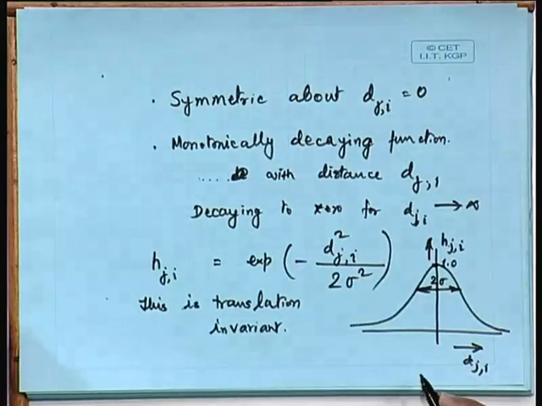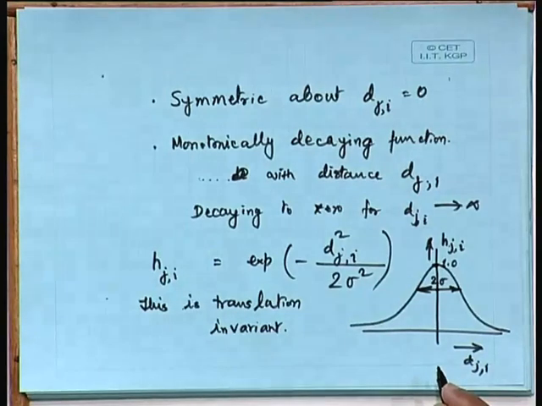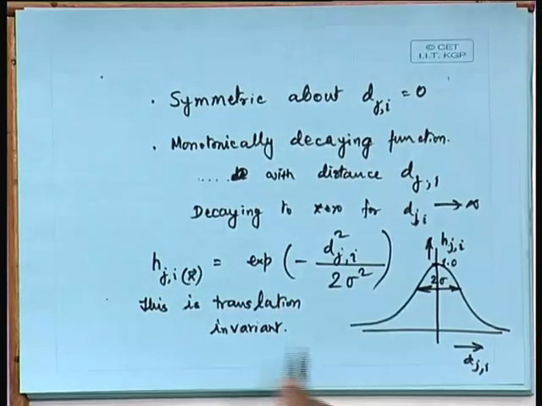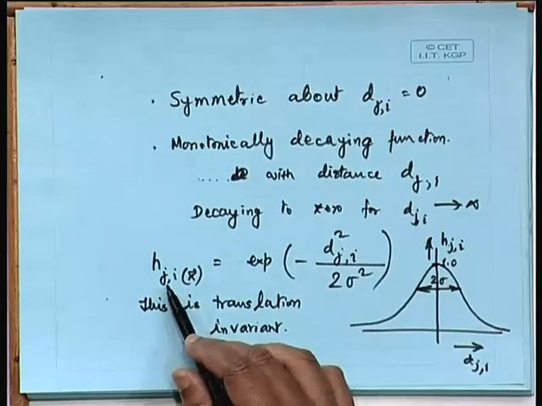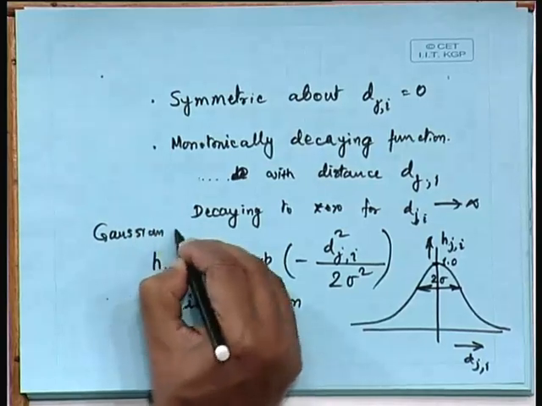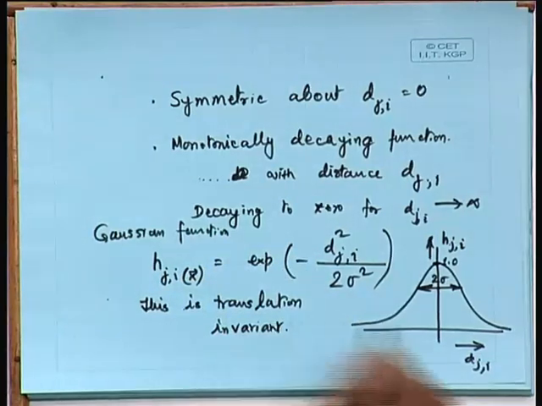Now, the h of ji that we are getting is in response to some input vector x. We are feeding an input vector, in response to it there is a winning neuron, and this winning neuron is trying to excite the neurons in its neighborhood, with the function decaying out with increasing distance. So, here we should write this hji as a function of the x vector, in response to the input x. That is why we normally write it as h of ji of x vector equal to this. This is when we are choosing the Gaussian function as the neighborhood function. All right.